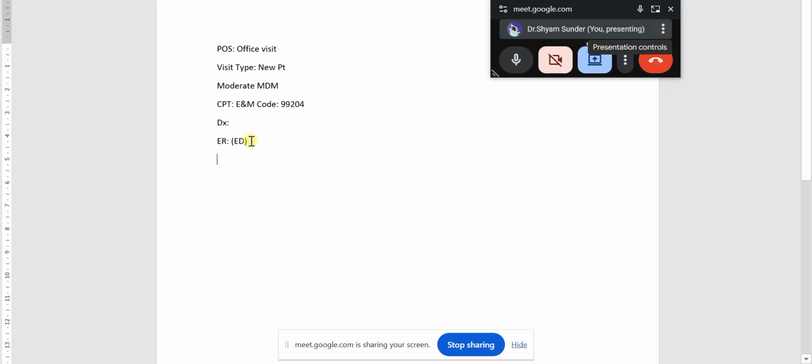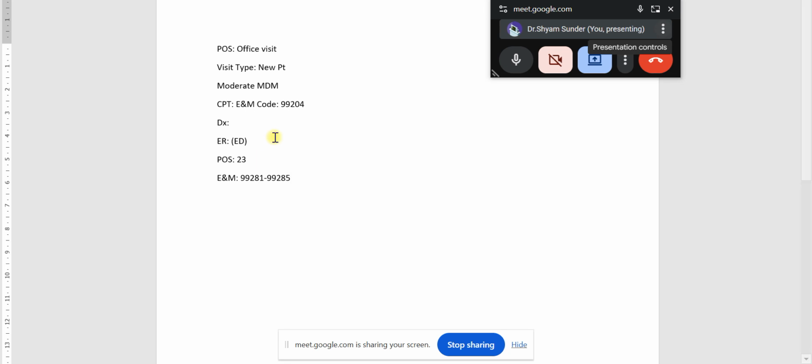23, sir. Sorry, 23. That is the place of service code. Yes, you're right. But the E&M codes, POS is 23. Good, very good. But the E&M codes are 99281 to 99285. So here there is no difference between new or established patient. The codes are the same. Whether somebody is new or established, we have only one category of codes, 281 to 285.